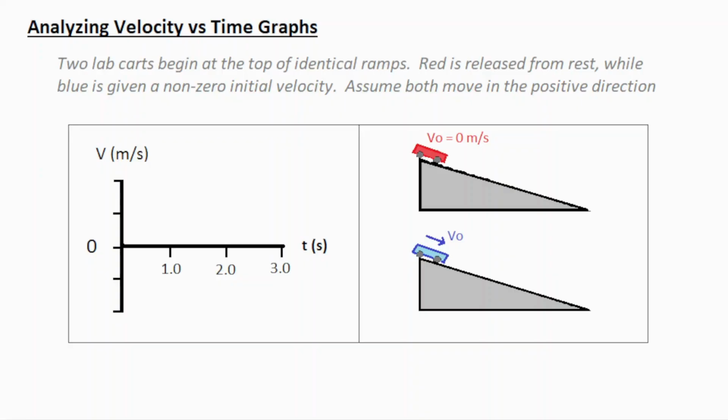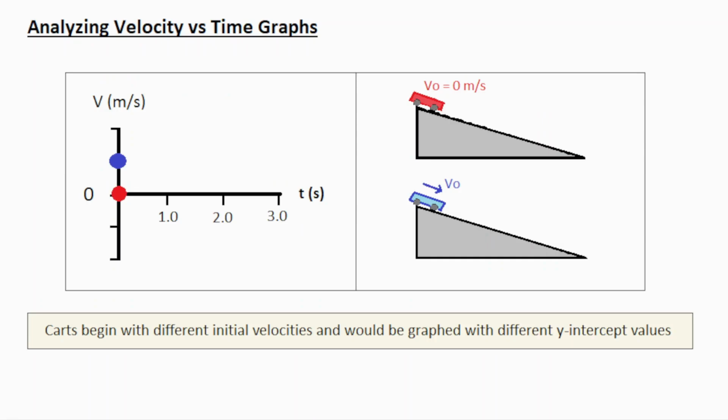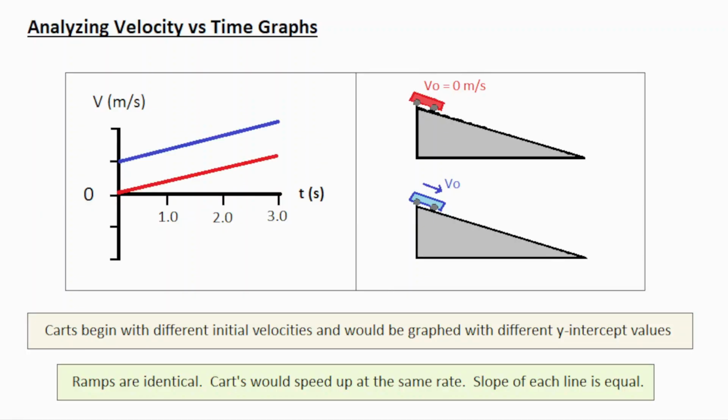In trying to graph both of these motions on the same velocity versus time graph, I think a difference would be their y-intercepts. The red cart starts from rest, so its velocity begins at 0. The y-intercept will be at the origin. The blue cart starts with some velocity in the positive direction, so its y-intercept will be somewhere in the positive quadrant. But after the initial point, these carts are moving down identical ramps. I expect them to increase their velocity at identical rates, so the slopes of these lines will be equal.